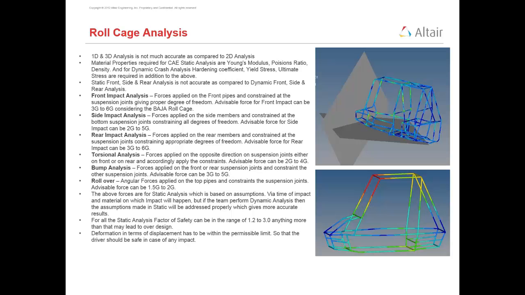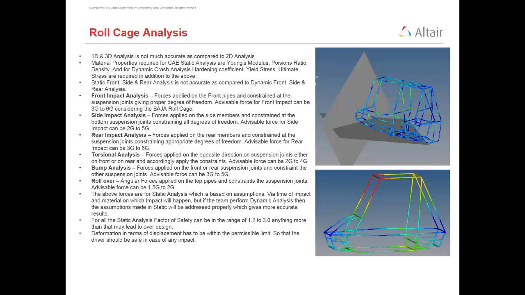Rear impact analysis: the force is applied on the rear members and constrained at the suspension joints, constraining appropriate degrees of freedom. Advisable force for rear impact can be 3G to 6G. Torsional analysis: force is applied in the opposite direction on the suspension joints, either on the front or on the rear, and the constraints are applied accordingly. Advisable force for torsional is 2 to 4G.